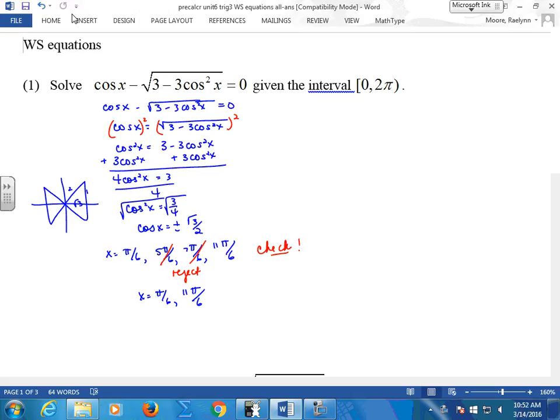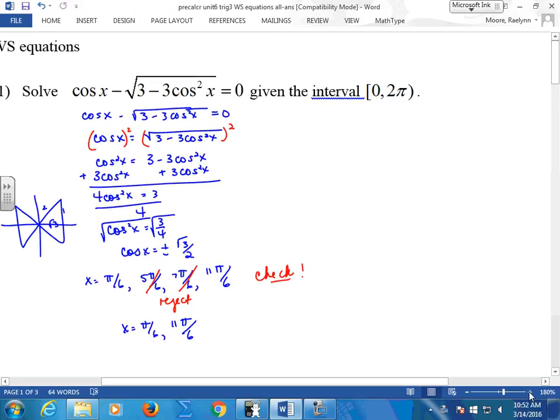So, isolate your radical. I think we did this one in class together, right? Isolate your radical, square both sides. This pops out of the radical, okay? And solve. You've got cosine squared on one side, cosine squared on the other side. Get your cosine squares to one side. Isolate your square again, divide by 4, and then take the square root.